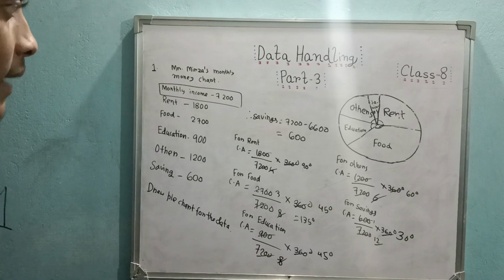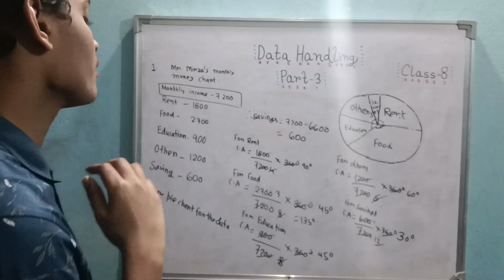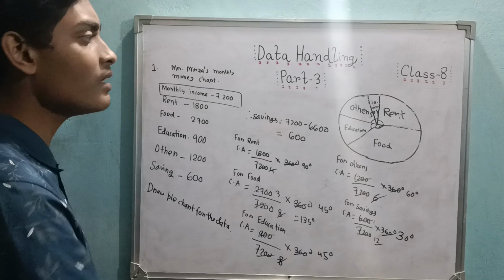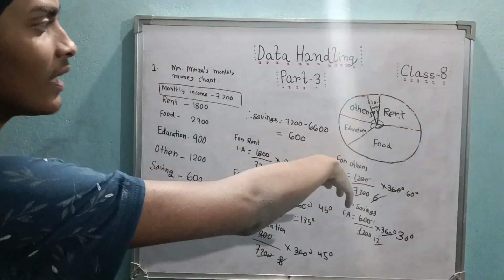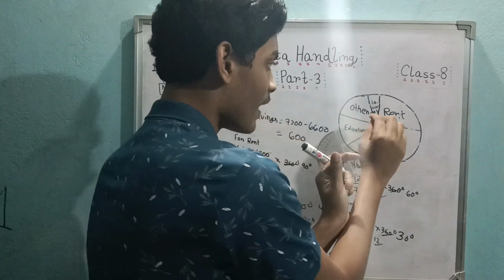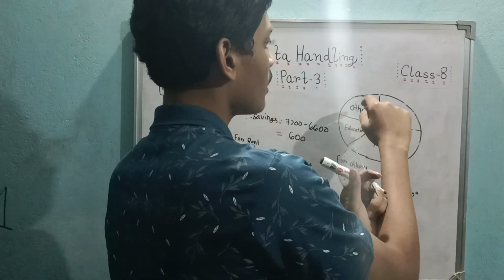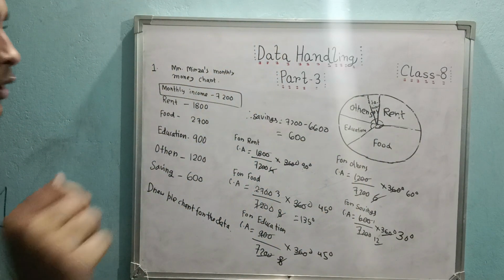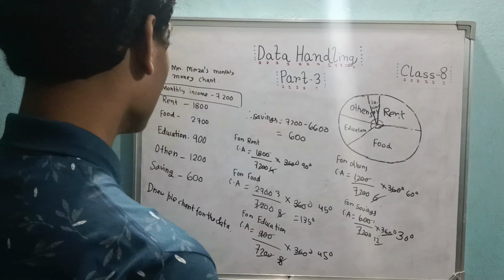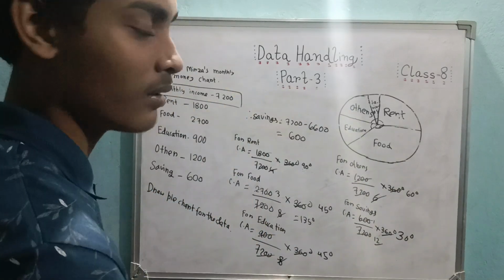You can now see, if I ask you on which task does Mr. Mirza spend the least money, your answer will be what? Savings. Because the smallest angle is for savings, and I told you the central angle directly corresponds to the frequency of the data. So obviously the frequency of savings will be the least. That means this is the least frequency.